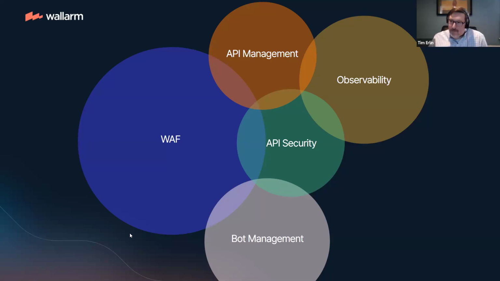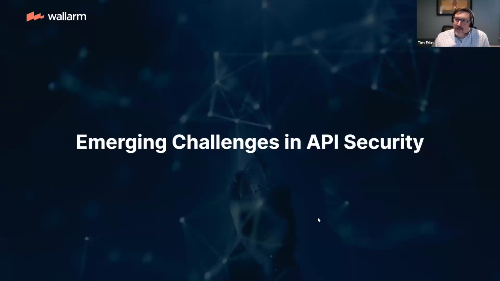So let's step away from what things look like today and talk a little bit about things in the future. What do you see as the emerging challenges in API security? What are the unsolved problems that people should be worried about?